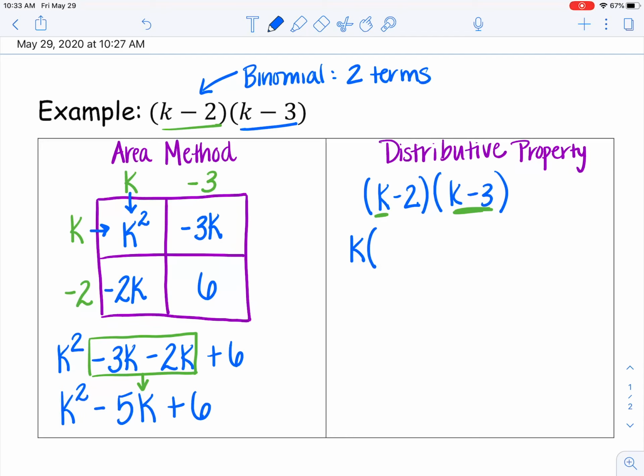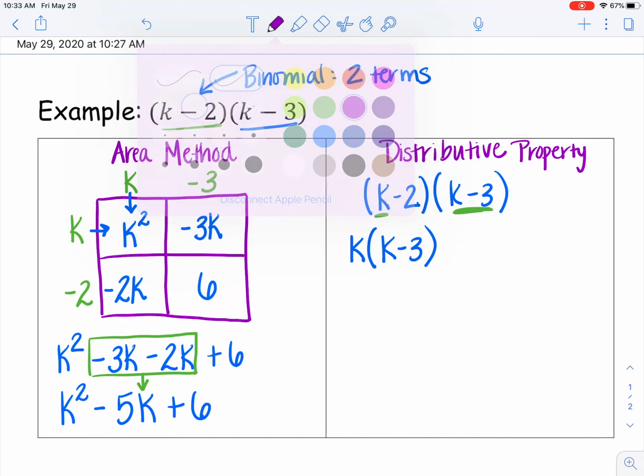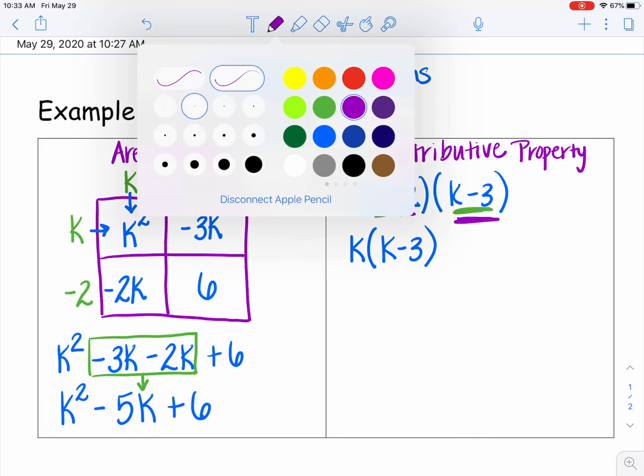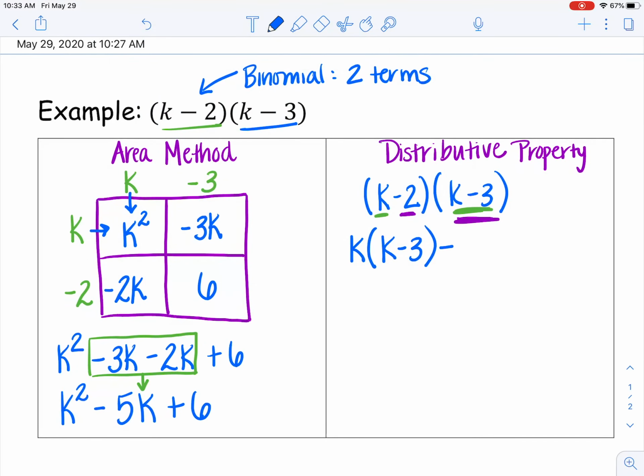So I'm going to set that up. K times k minus 3. That also means that negative 2 has to be multiplied by k minus 3. So I'm going to set that up. I need to take negative 2 and multiply it by k minus 3. So everything in the first binomial is multiplied by everything in the second.